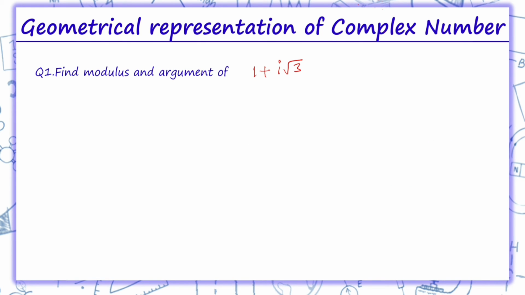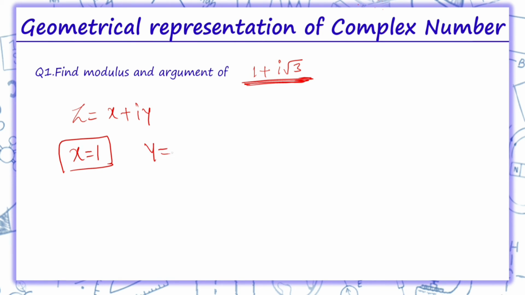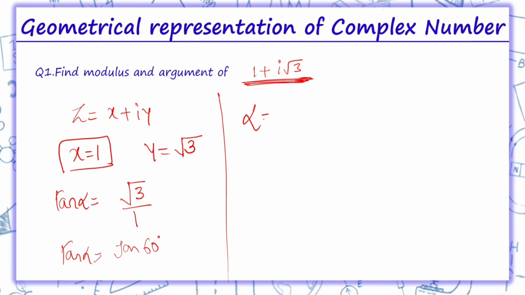Coming on to the question, we have to find the modulus and argument of 1 plus root 3i. Now over here, if we compare this complex number with the standard one, that is z equal to x plus iy, x will be 1, y will be root 3. Tan alpha, we know, is y by x, that is root 3 by 1. That is root 3, which is tan 60 degrees. So the value of alpha will be 60 degrees, or we can write it as pi by 3.